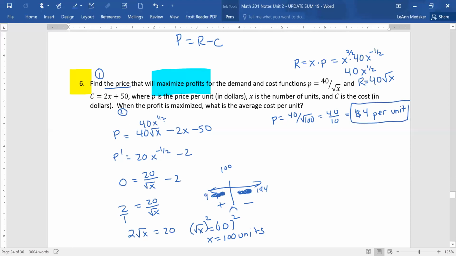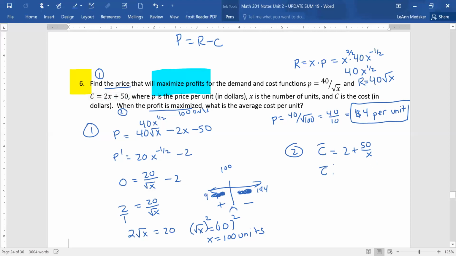Now, part 2, so this is all part 1. Part 2 says when the profit is maximized, that means you're at your max units that we just found, which was 100 units. What is the average cost? So you need your average cost function. So take C and divide everything by X. That would be 2 plus 50 over X, because 2X divided by X is 2, and 50 divided by X is 50 over X.